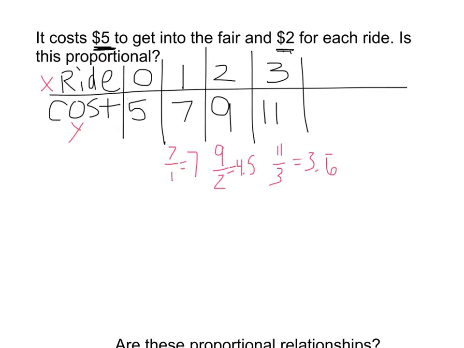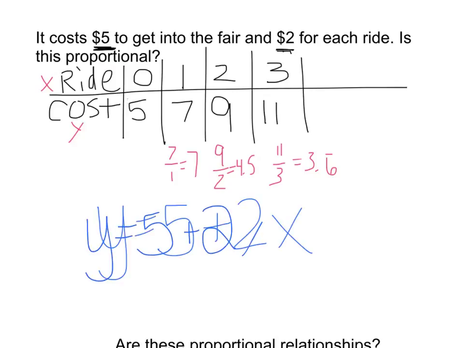And you'll eventually learn how to write equations for this, but it would look something like this. Y equals $5 to get in plus $2 per ride. And you can see that this is not in the form that an equation would have to be in for it to be proportional, because we have this extra 5 on here. All right, it's not just y equals 2x, it's 2x plus 5, which means it won't represent a proportional relationship.